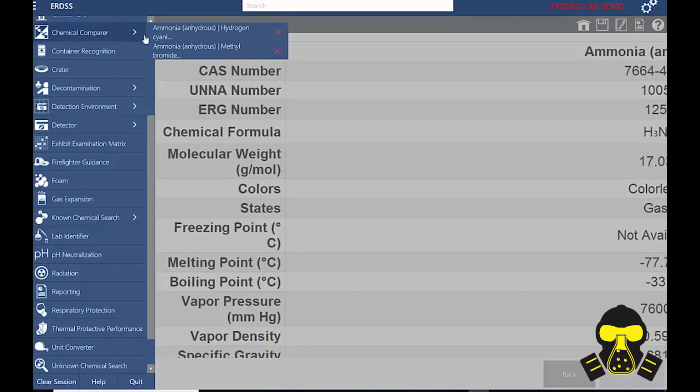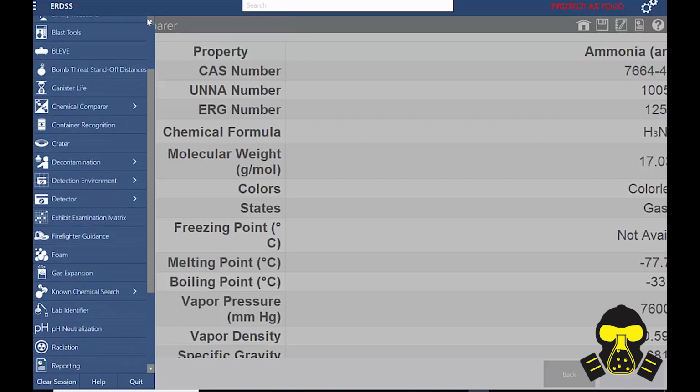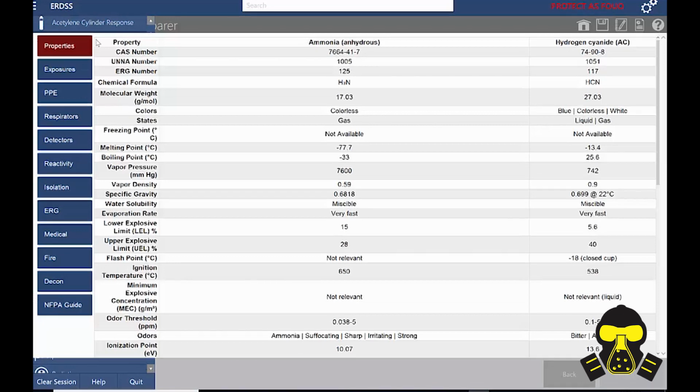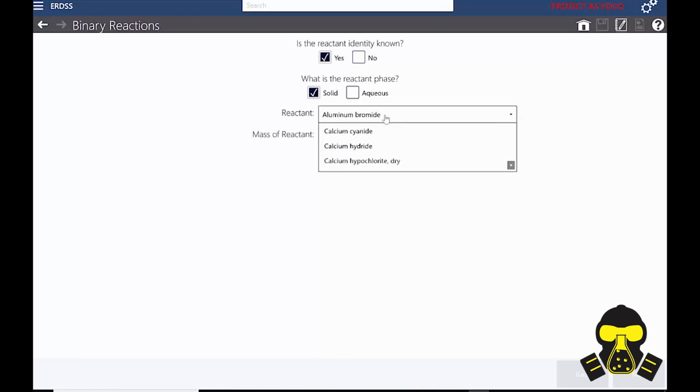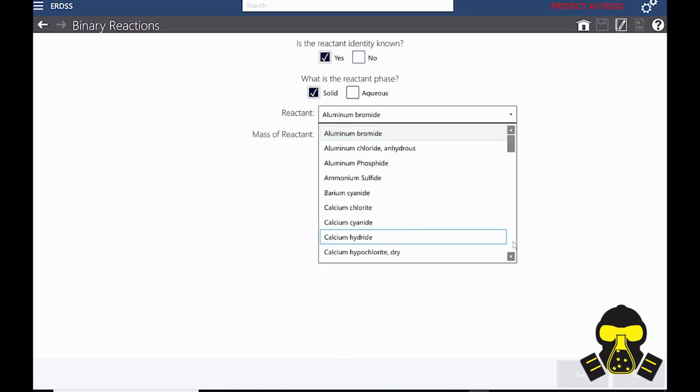I clicked on something else by mistake, so let's go up to binary reactions. Now there's, I think, 600 or so different binary reactions in here. And it's just going to help you walk through what the results would be. So if I know the reactant, I'm going to pick one. First, we'll go through one that's weapon based. So here's a solid. We get this all the time as a threat. So potassium cyanide or sodium cyanide. You guys know exactly what it's going to make.